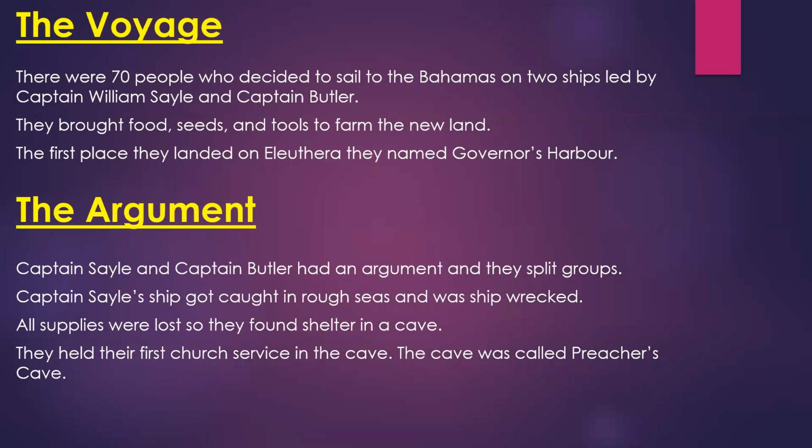Very good. Rashadani, what was the name of the place on Eleuthera that they named, the first place where they landed? Governor's Harbor. Very good, Governor's Harbor.